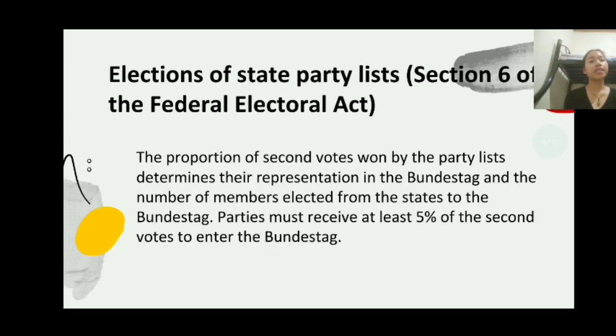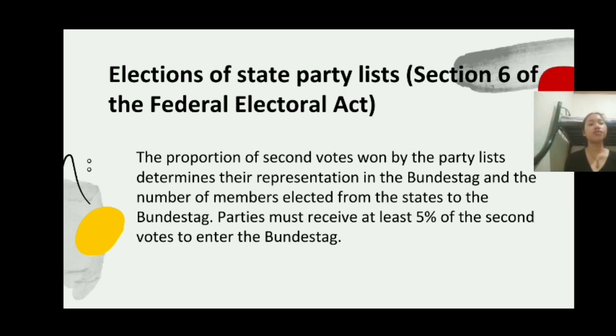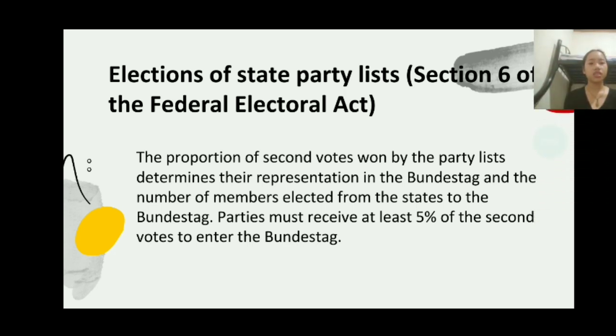Elections of State Party List, Section 6 of the Federal Electoral Act. The proportion of second votes won by the party list determines the representation in the Bundestag and the number of members elected from the states to the Bundestag. Parties must receive at least 5% of the second votes to enter the Bundestag. Parties that receive below 5% cannot enter the Bundestag.